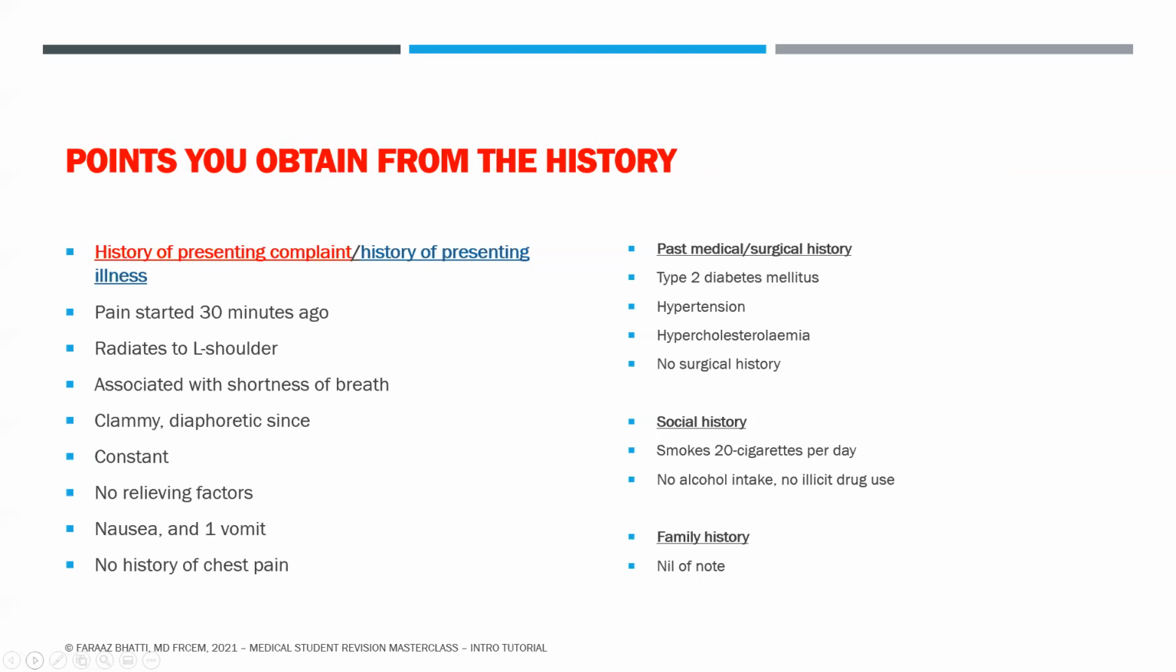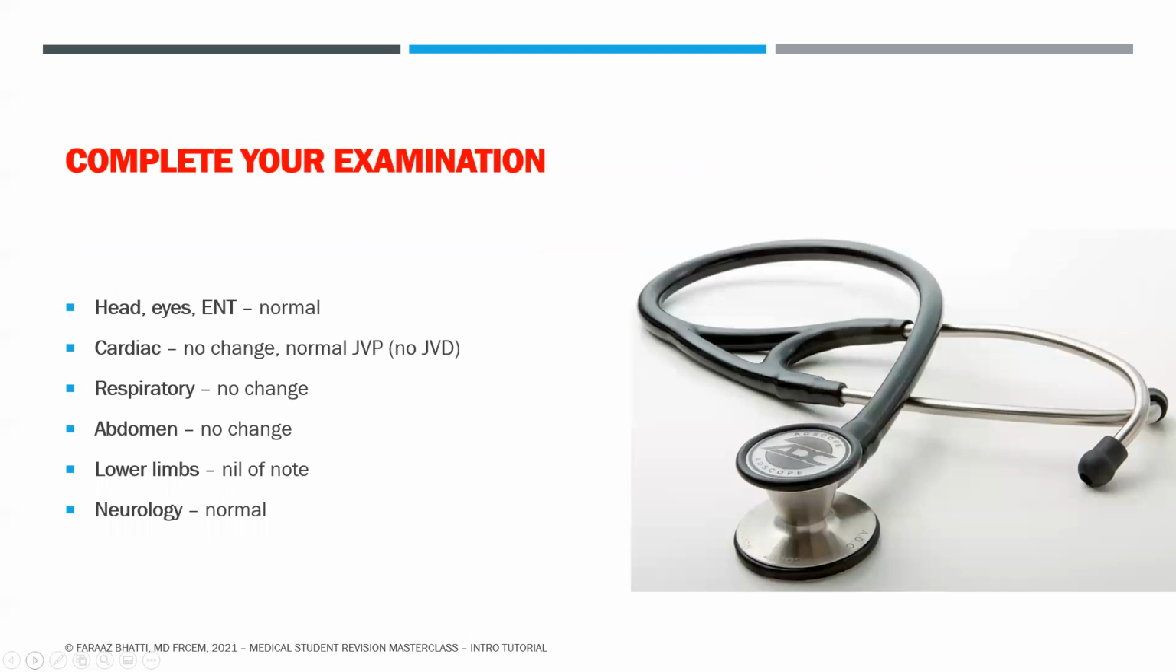He's got a past medical history of type 2 diabetes, hypertension, and high cholesterol. He's a smoker, 1 packet a day, doesn't drink alcohol, doesn't take drugs. There's no family history of note. You complete your examination by looking at his head, eyes, ENT, looking at his cardiorespiratory system, palpating his abdomen, doing a brief abdominal examination, checking his lower limbs and neurology, which are all normal.